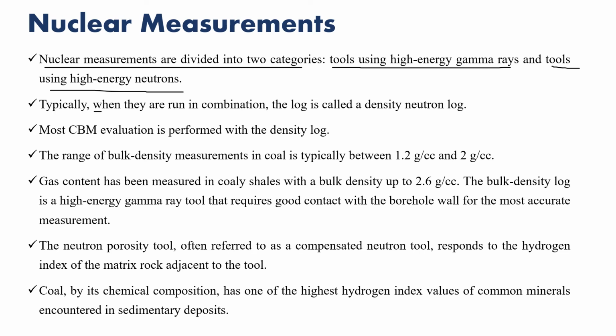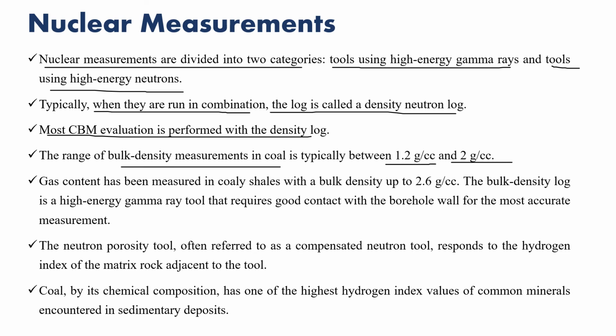So typically when they are run in combination, the log is called density neutron log. Most CBM evaluation is performed with density log. Coal typically has a bulk density measurement of 1.2 gram per cc to 2 gram per cc. Gas content has been measured in coal shales with bulk density of up to 2.6 gram per cc. The bulk density log is a high energy gamma ray tool that requires good contact with the borehole wall for the most accurate measurement.